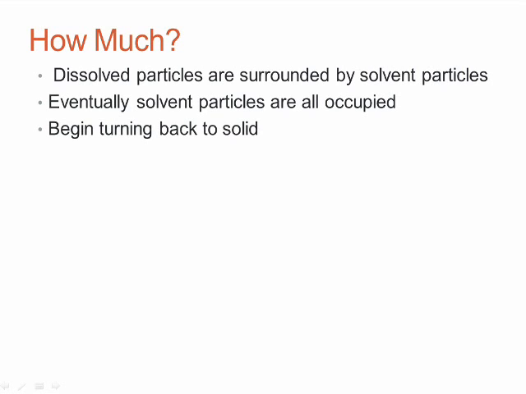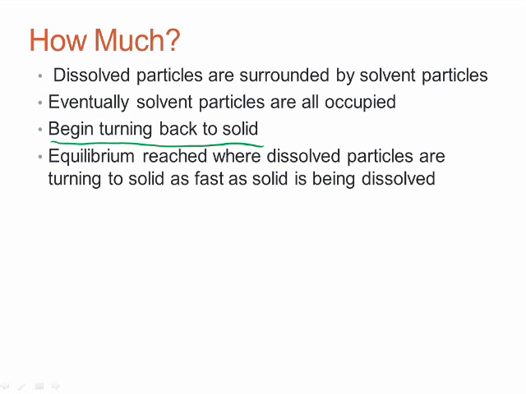What happens, the solute will begin turning back into solid. It won't be dissolved if there's too much solute. Equilibrium will be reached where dissolved particles are turning to solid as fast as solid is being dissolved. And you can try this. You can just keep adding sugar to a glass and stir it. At one point, if you add too much sugar, it's not going to dissolve. It's going to go back to solid. And you're just going to be adding, no matter what, you can stir it and shake it.